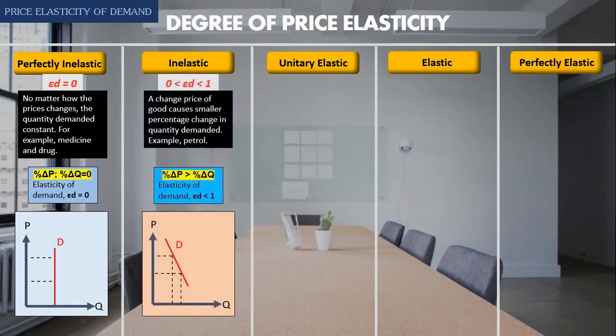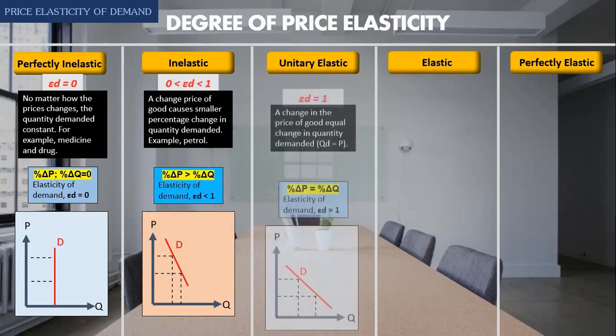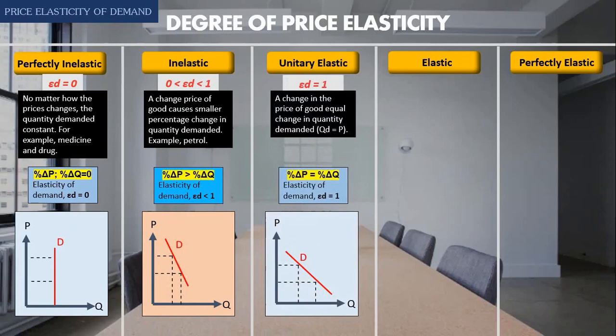Second, for inelastic, it is a condition in which a change in price of a good causes a smaller percentage change in quantity demanded. For example, an increase in the price of petrol will lead to a slight decrease in the quantity demanded. The value of elasticity is between 0 and 1. For the third one, unitary elastic is a condition in which a change in the price of a good causes an equal change in quantity demanded. The value of elasticity is always equal to 1.